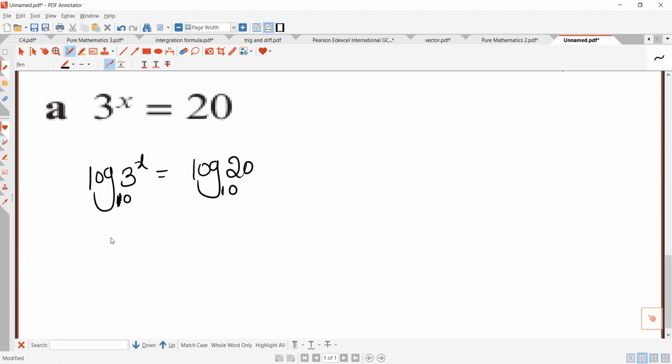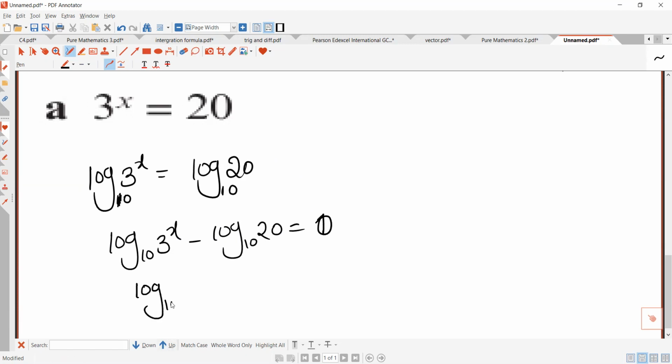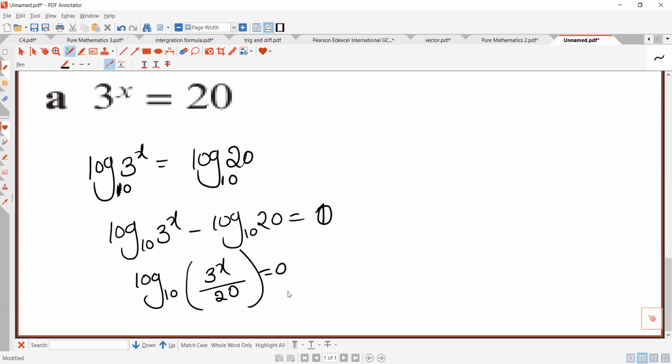Okay, let's try. Can I write log to the base 10 of 3 raised to x minus log to the base 10 of 20 is equal to 0? Can I take log to the base 10 common and write 3 raised to x divided by 20 equals 0? Can I bring the 10 to the other side and write 3 raised to x divided by 20 is equal to 10 raised to 0? Sorry, 10 raised to 0, my bad. Can I do this?